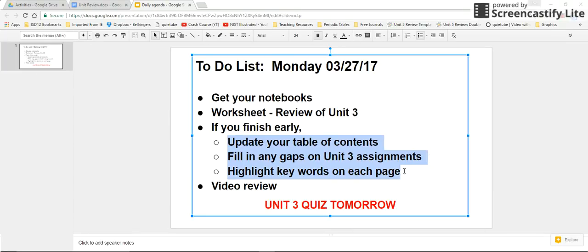And then if you finish those things, I want you to go through those about 5 or 6, 7 pages that we've had in this unit in our notebooks and highlight keywords on each page, like what's the main point on each of the pages that we did in our notebook.